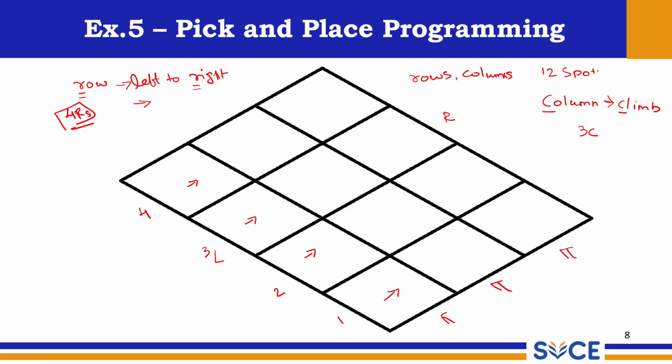Rows, comma, columns. Okay. So here there are 12 spots. How do we get the 12 spots? It is 4 by 3, so 4 rows and 3 columns. Okay, so this is how we are going to understand.